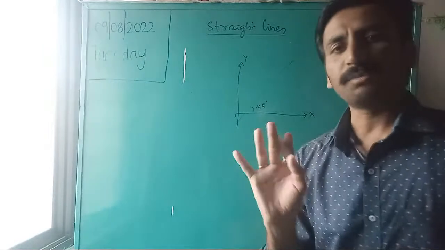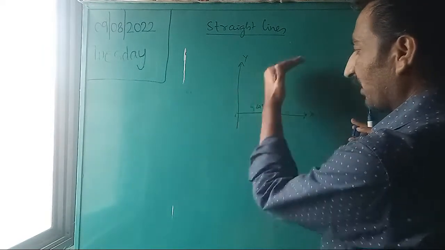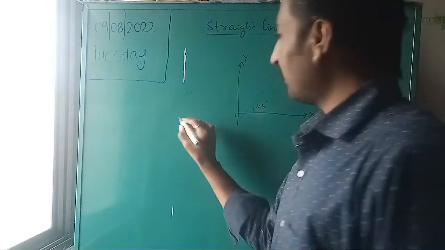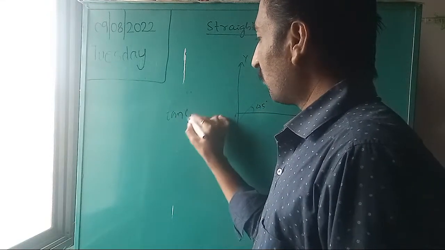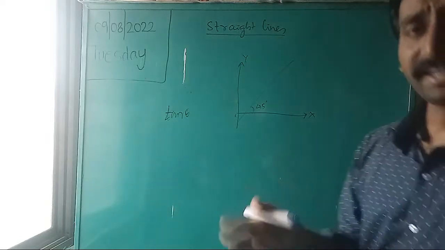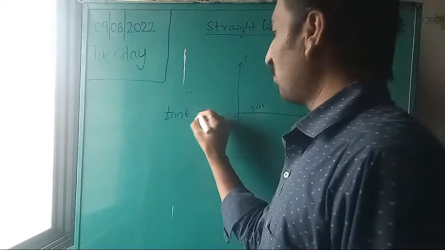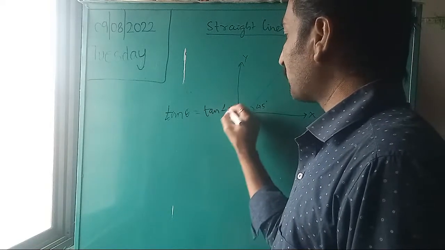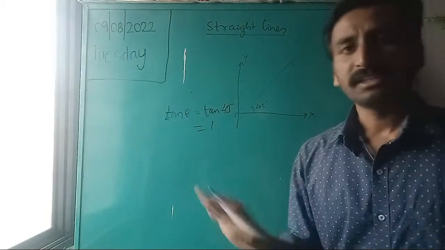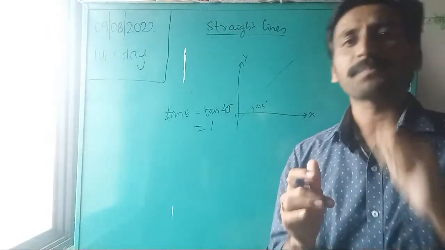So what is slope then? Slope is nothing but the angle of inclination with the x-axis. So we can call it tan theta. What is this? It is tan theta. So what is tan theta? Tan theta is the slope of the line. What is theta here? It is 45. So if you are interested in finding the slope of this line, you can say it is tan 45, and this is 1. Tan 45 is 1. The slope of this line is 1.